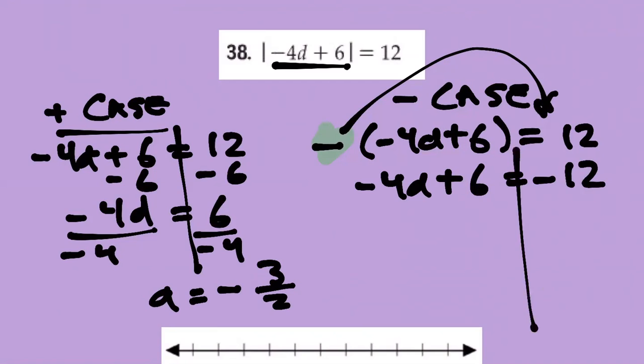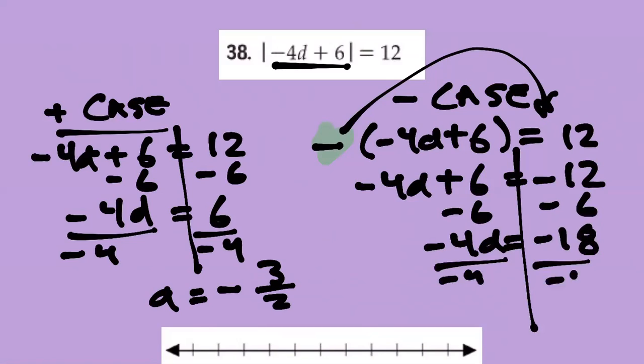Now let's solve this. Let's subtract 6 again from both sides. You'll notice that your steps are basically the same on both; it's just that your right side is different. Sometimes you're doing an addition problem, sometimes a subtraction problem. It just depends how you start. You have negative 4d equals negative 18. If you divide both sides by negative 4, now we're going to get a positive answer, 9/2. I just simplified that by dividing the numerator and denominator by 2.